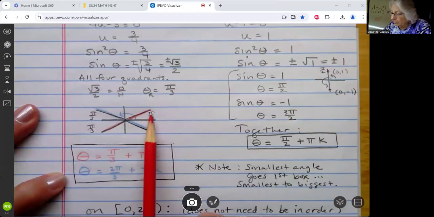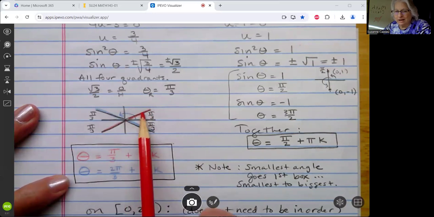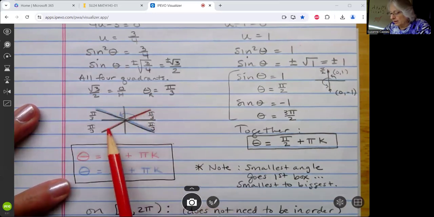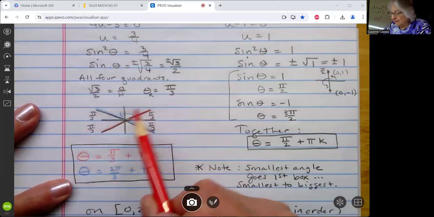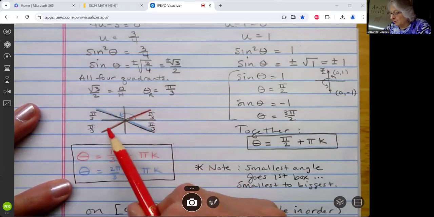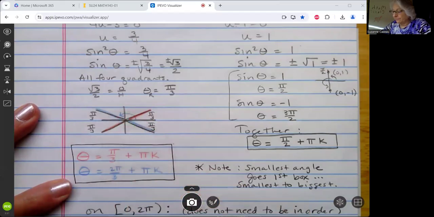Okay, so we got pi over 3 here in the first quadrant, but if we add pi, we're going to get this angle over here. So I'm just going to go pi over 3 plus pi k. That's going to get me both of these. It's going to cycle from here to here and then back to here like that.